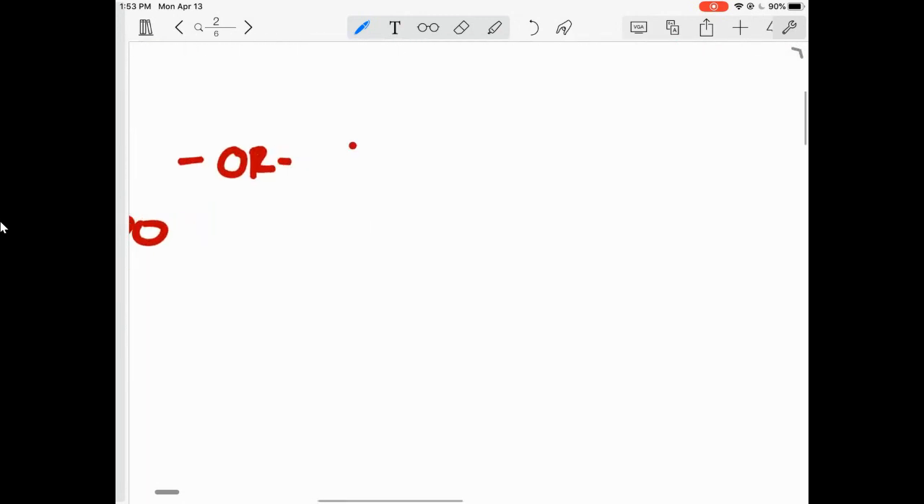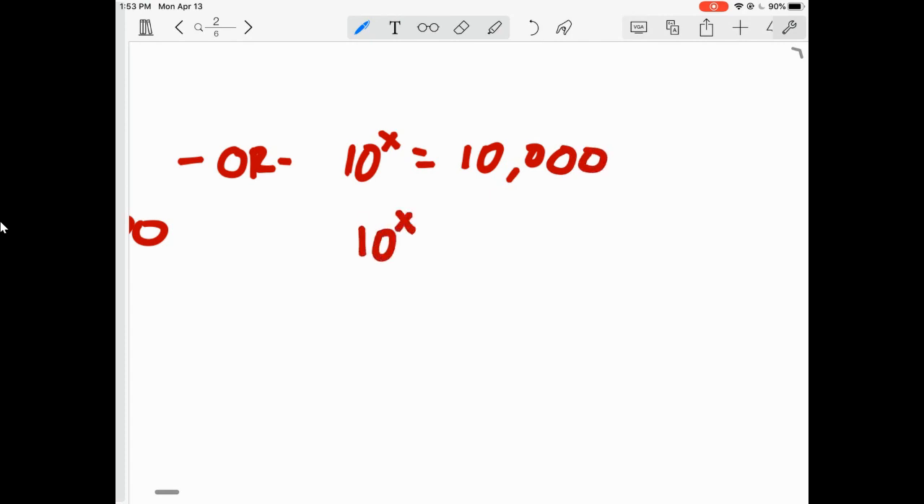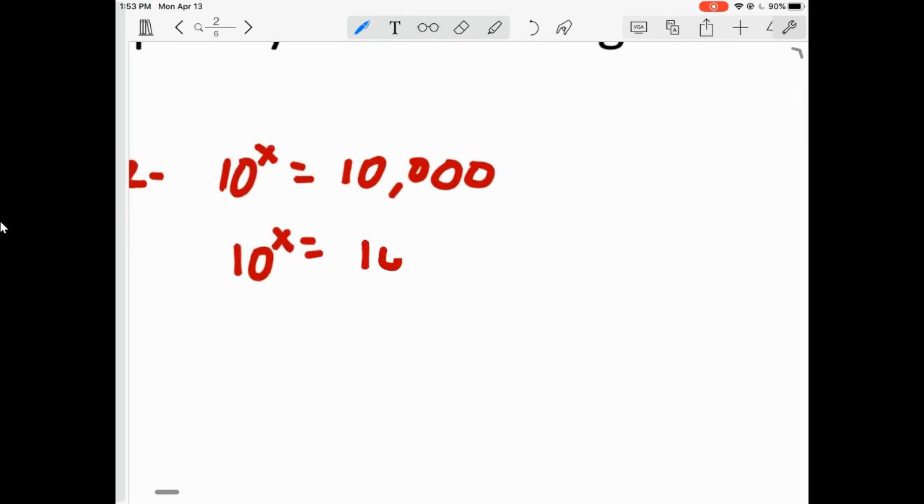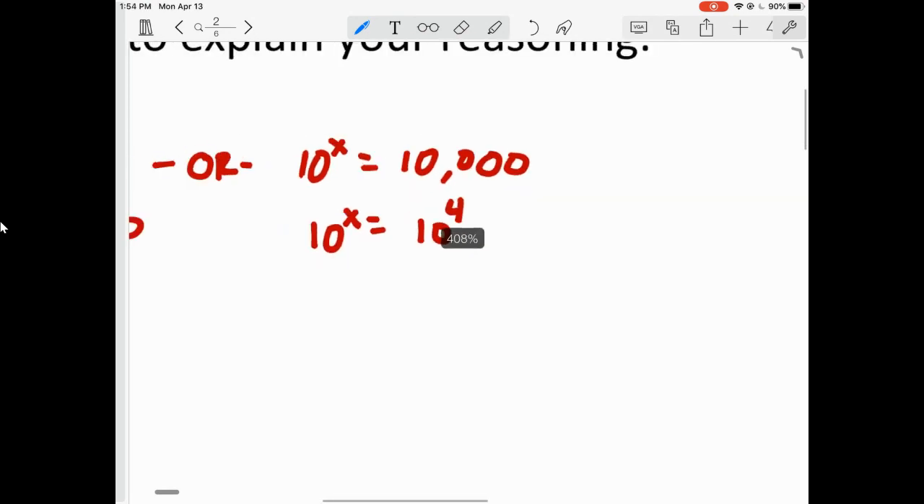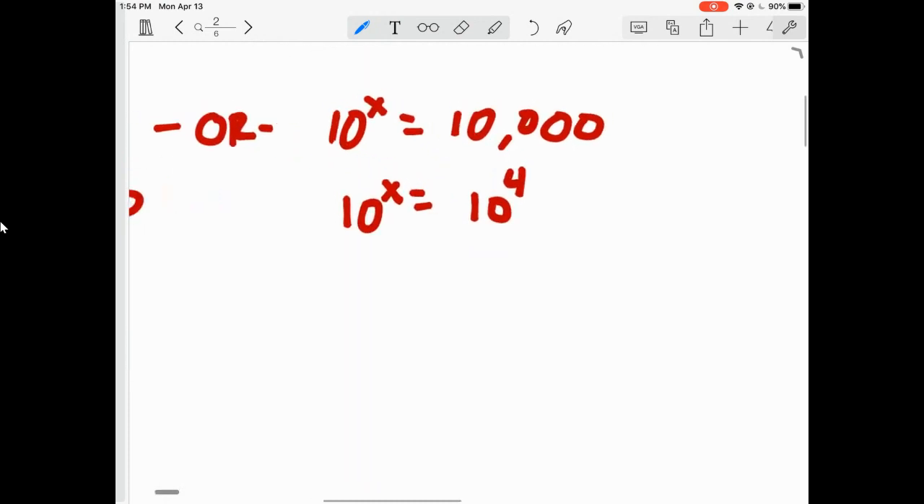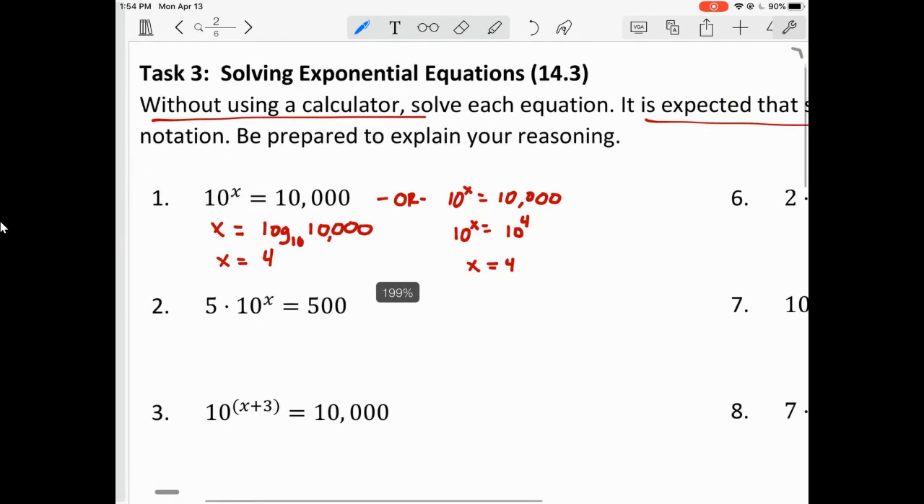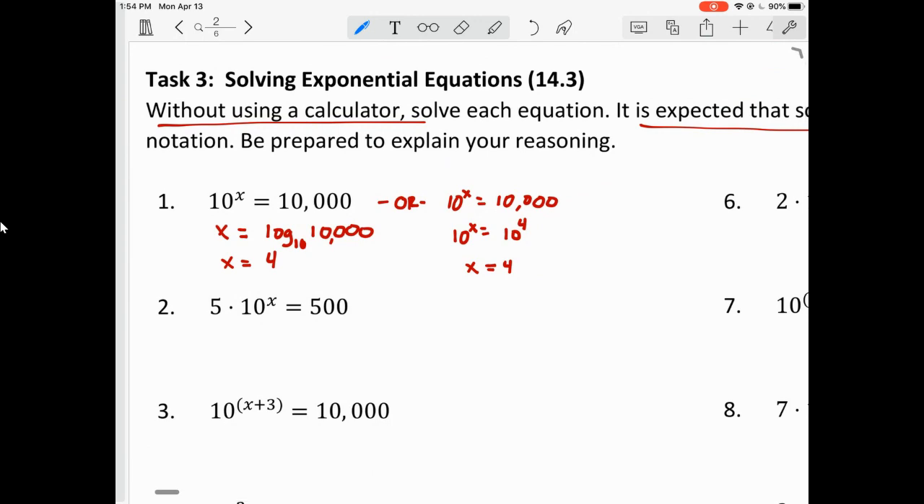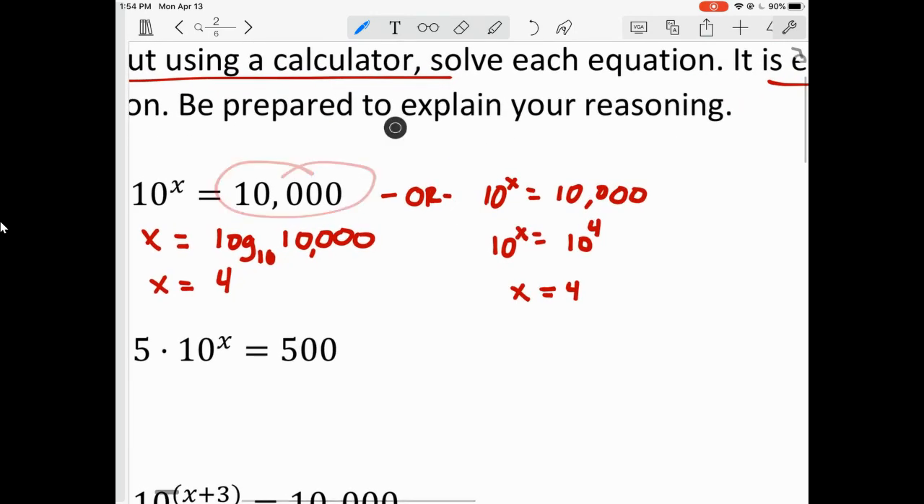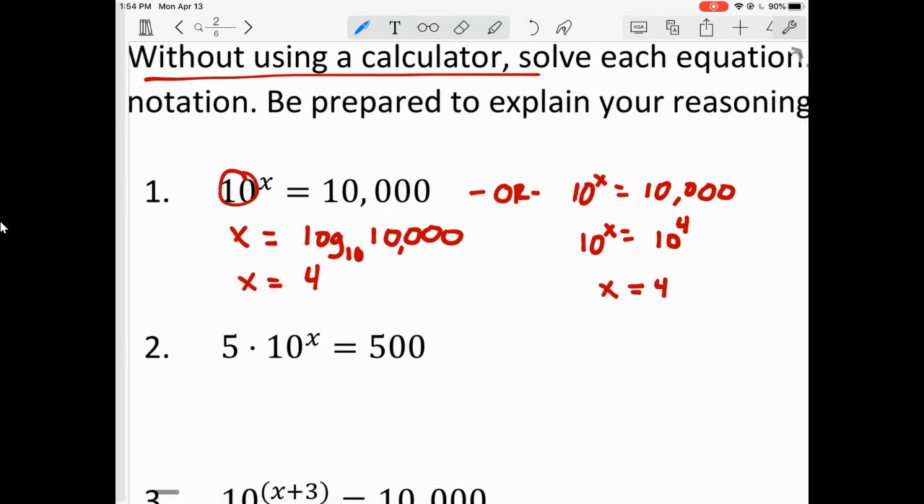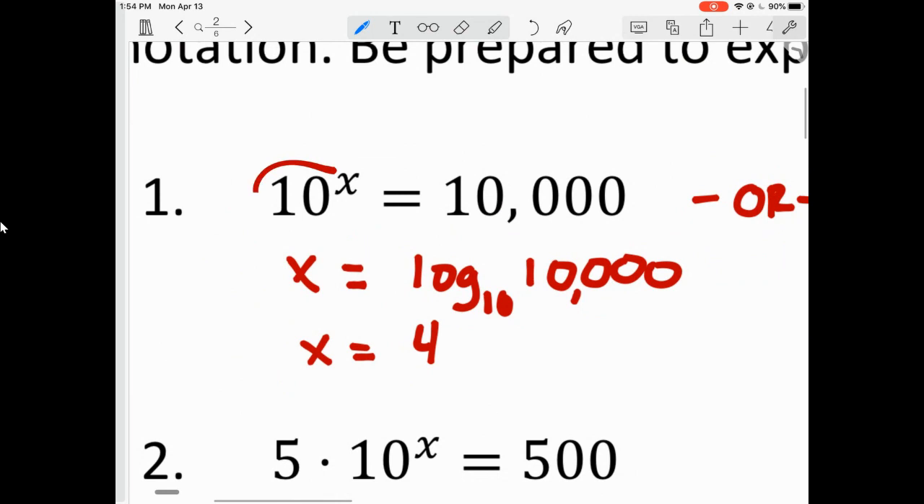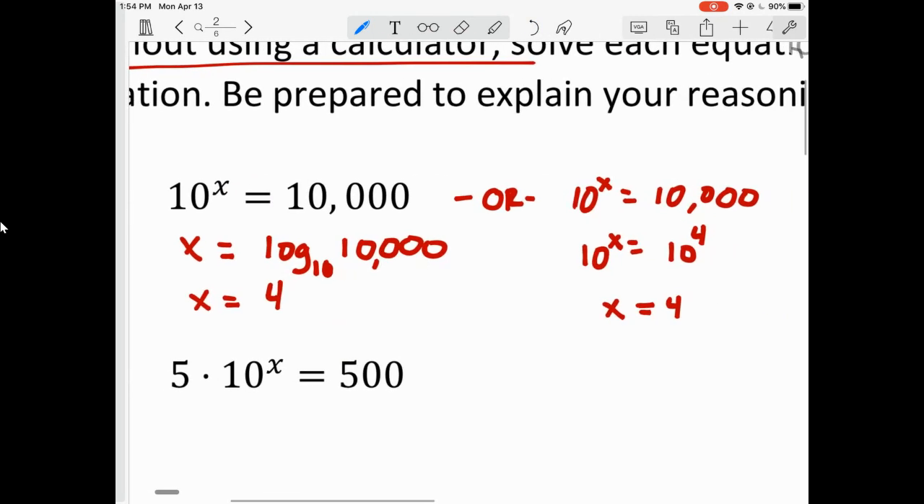Or we could just take 10 to the x power, try to solve this without using a logarithm. I know that 10,000 is 10 to the 4th power. And right away we can see our answer. X is equal to 4. X would have to be 4 to make both sides of the equation true. So, point is, if you can rewrite this with the same base automatically as that exponential side over here, we don't have to use a logarithm.